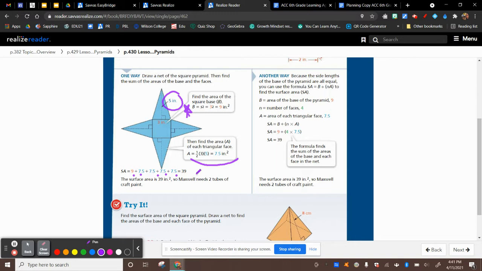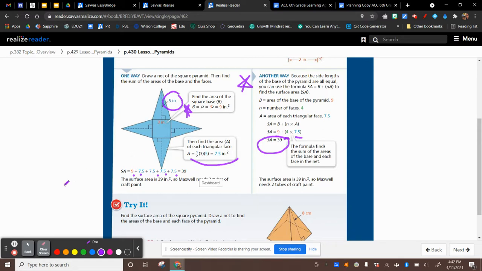The other way to find it here, because all the side lengths of the base of the pyramid are equal, we can use the formula of the area of the base plus n, which is number of faces, times a, which is the area of one of the triangular faces. So it's doing the same thing, it's just cutting down some of the steps. So you can see here that we get the same answer. The area of the base is 9 plugged in. There's 4 faces times 7.5. Again, it's the same idea, just cut into fewer steps.